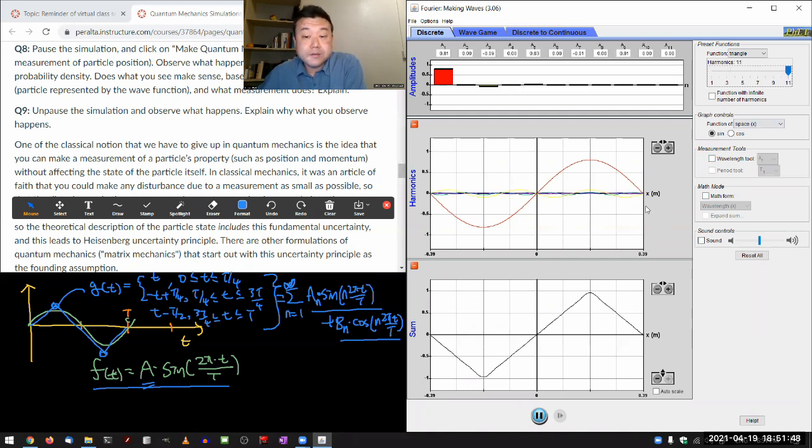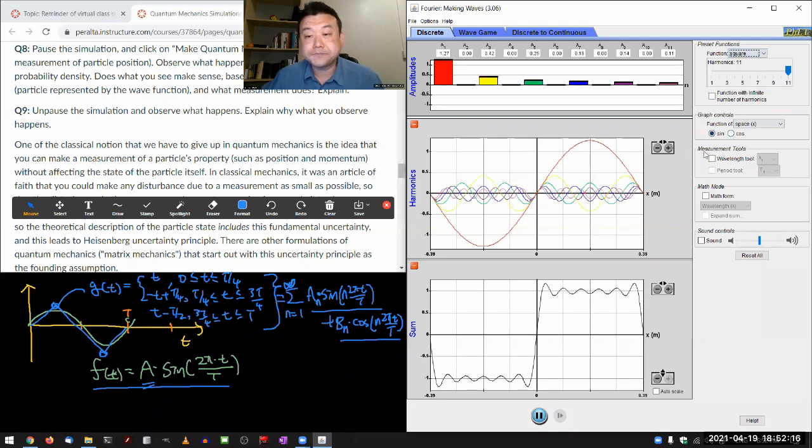So I think a triangular wave is one where it's easiest to see how to go from a sinusoidal wave to that arbitrary function. And because it's easiest to see that, it's also harder to see how broadly applicable it is. So let me show you with a different preset function here. Yeah, square wave is a good one.